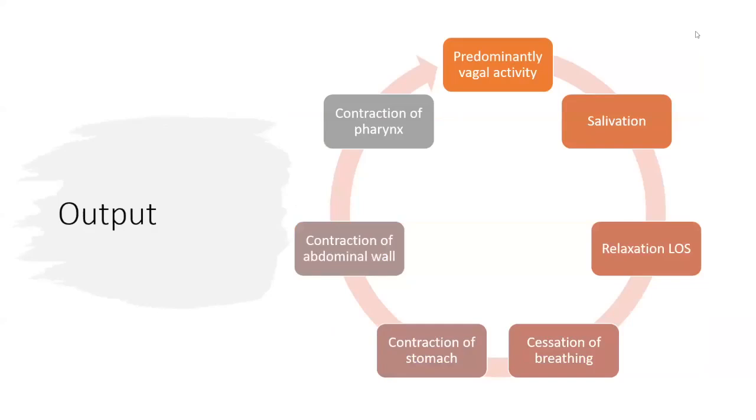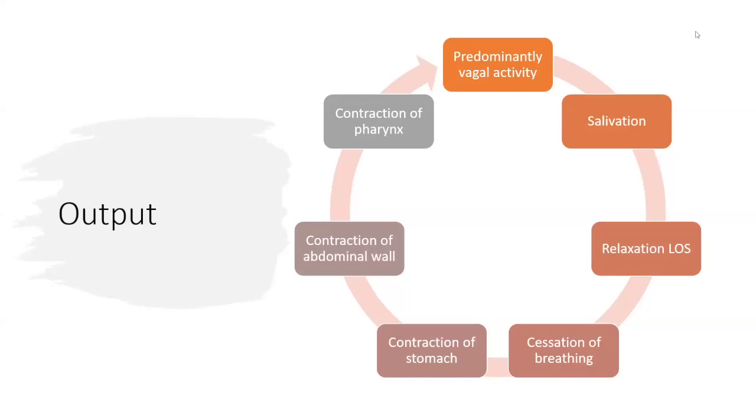So how do we then get this output? The output is predominantly vagal activity. I'm sure you've all noticed when patients are about to vomit, they become bradycardic, or when you start insufflating the stomach and you're suspecting that they're going to vomit, they first become bradycardic. So it is vagal activity.